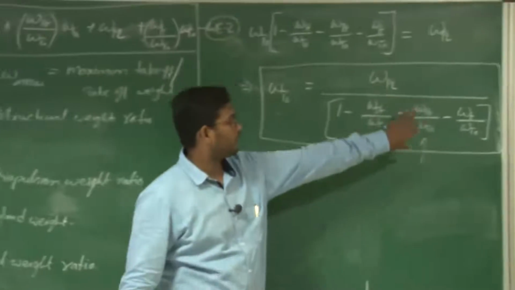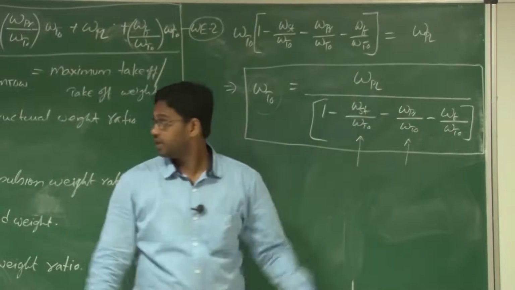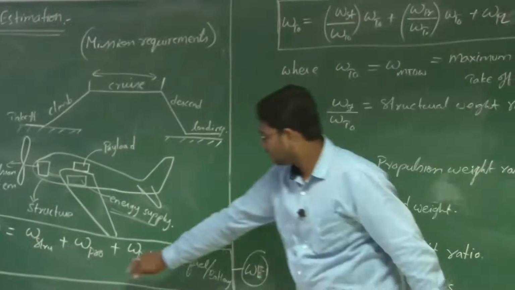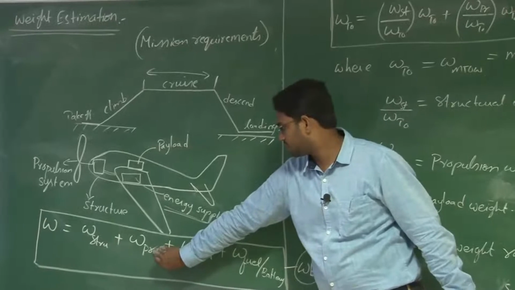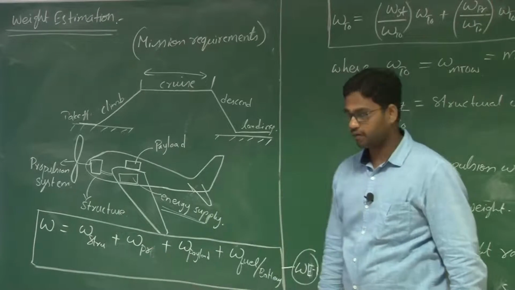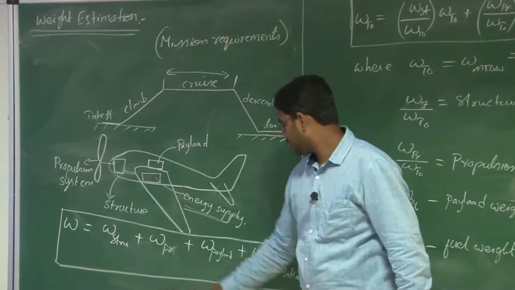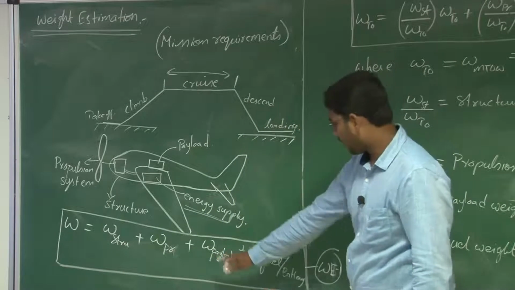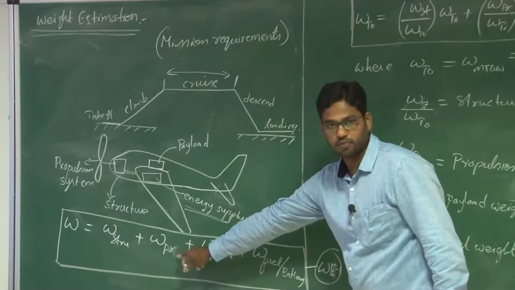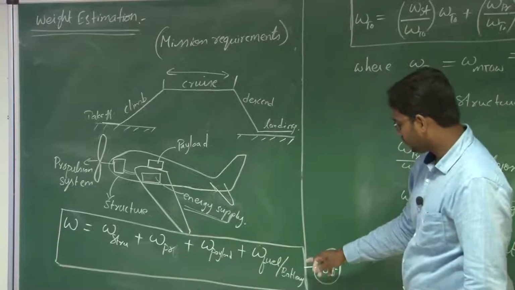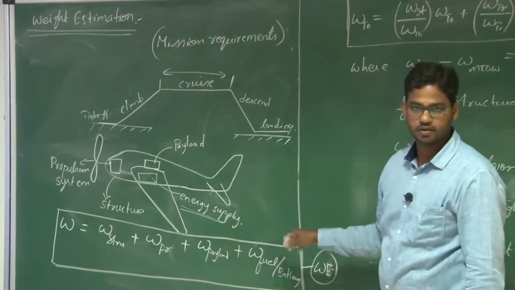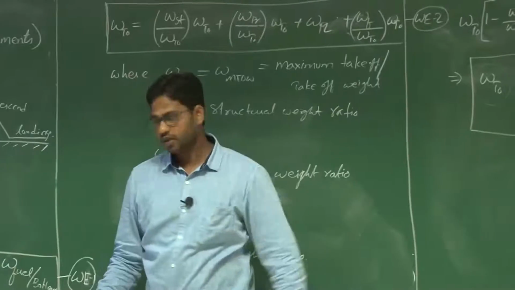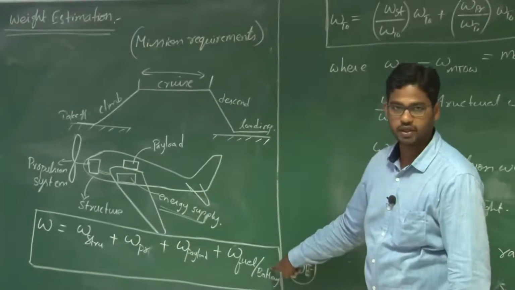Once you have the power plant, you have an accurate value of this WPR of the propulsion system. Now you need to figure out what the structural weight is based upon this. Once you have the accurate value of the propulsion power plant, you have to iterate the process again and update the fuel weight.